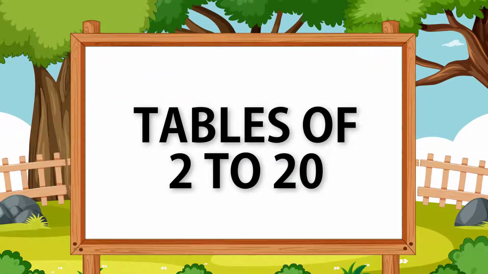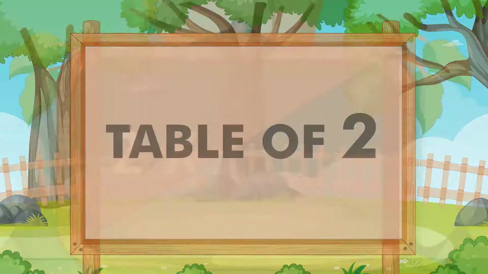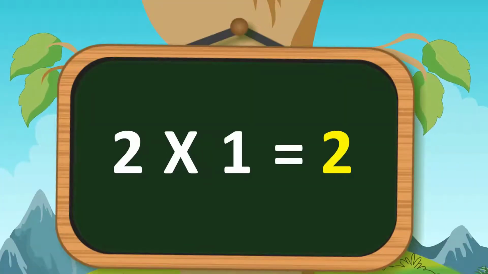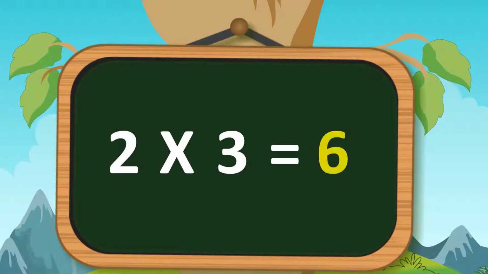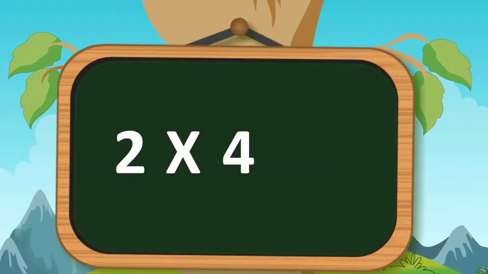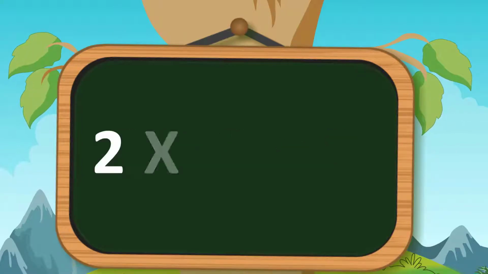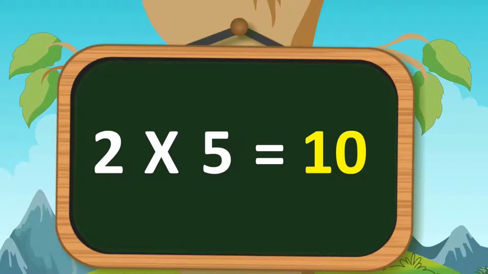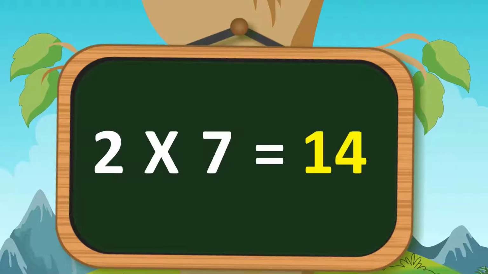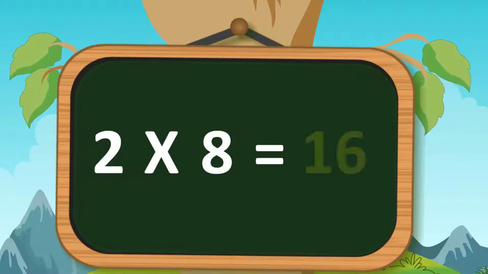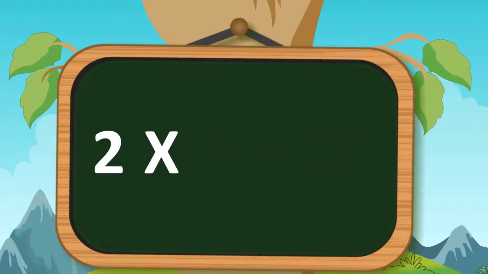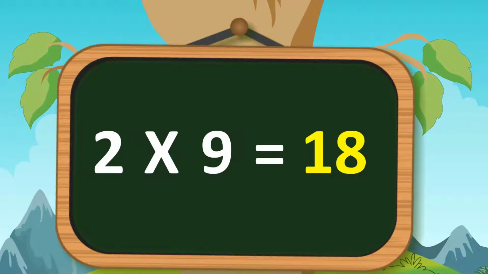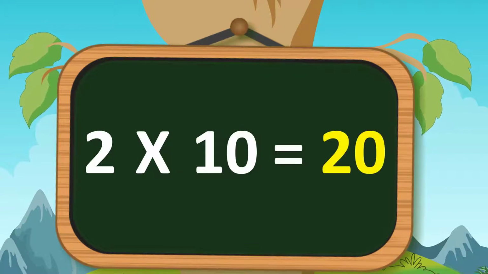Today we will learn tables of 2 to 20. 2 1's are 2, 2 2's are 4, 2 3's are 6, 2 4's are 8, 2 5's are 10, 2 6's are 12, 2 7's are 14, 2 8's are 16, 2 9's are 18, 2 10's are 20.